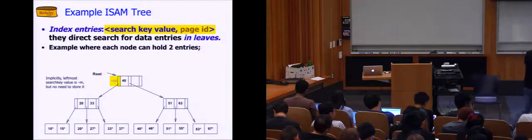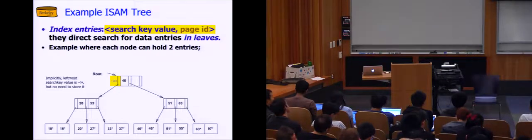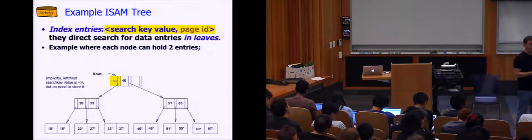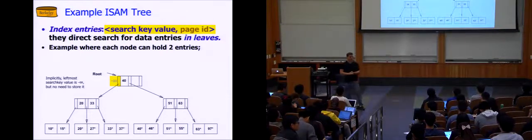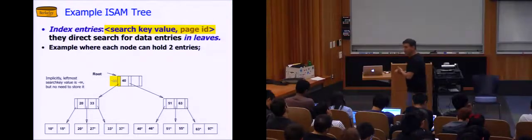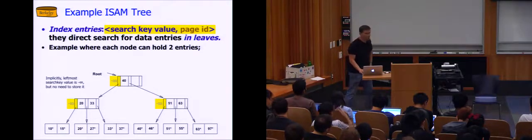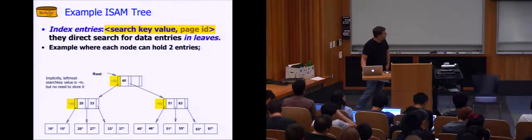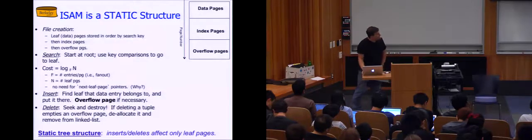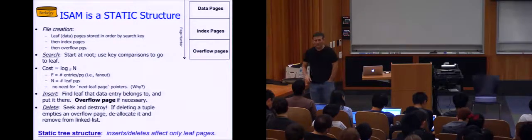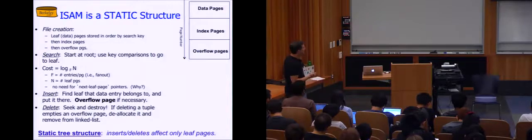But sometimes people get a little confused when we talk about the index entry being a search key value and a page ID. We're getting that leftmost search key value for free, right? So there's one more pointer than there really are search keys on the page. Make sense? And obviously every page you can think of as having negative infinity off to the left. Right? Okay.